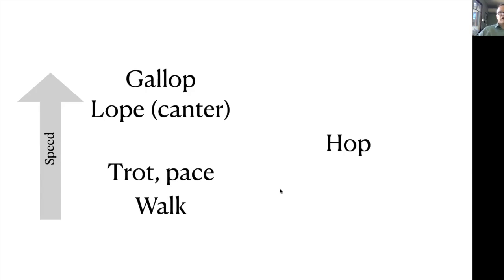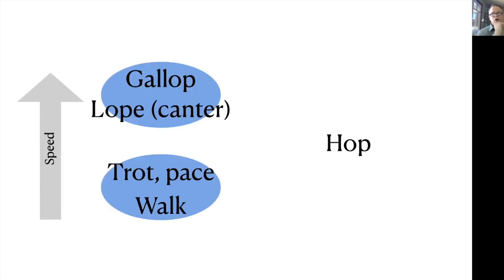Here is a useful little diagram. On the left-hand side, I've got walk, trot, lope, gallop. Right? These are different paces, different ways of using the legs. And I've got them categorized into two groups. What I want you to do is think of the walk and the trot together as a unit. And I want you to think of the gallop and the lope or canter together as a unit. And we'll be looking at those separately. There'll be very different things going on with those. The hops are just in their own little corner, and we'll deal briefly with the hops.